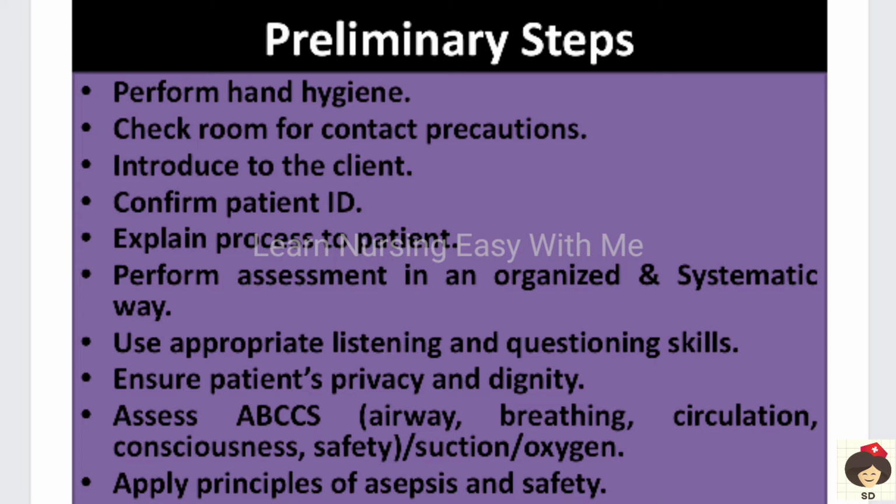Next we have to check the ABCs, that is airway, breathing, circulation, consciousness and safety. Like if the patient needs any suction or oxygen. If the patient is having some breathing difficulty or something, first we have to attend to that, and only then do a physical examination. So before doing the physical examination you have to see whether the patient is stable, that is airway, breathing, circulation, everything is stable. And then you have to follow the principles of asepsis and safety.